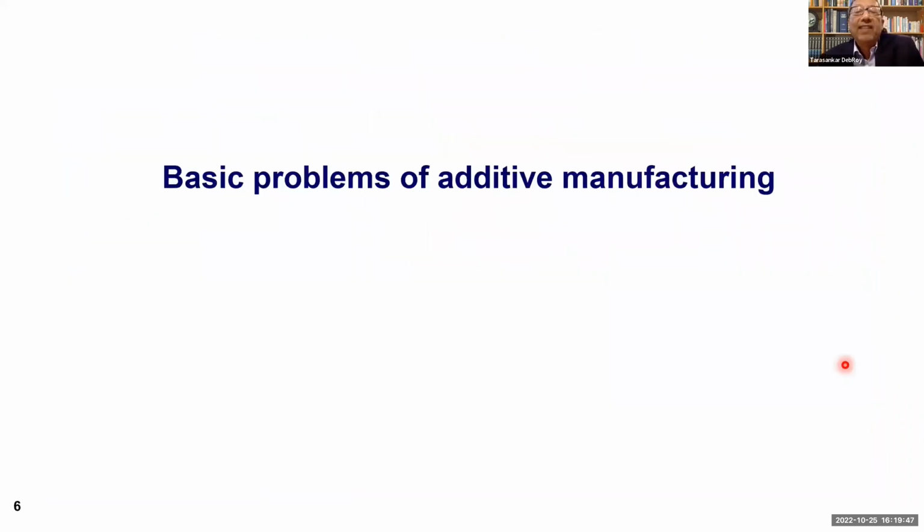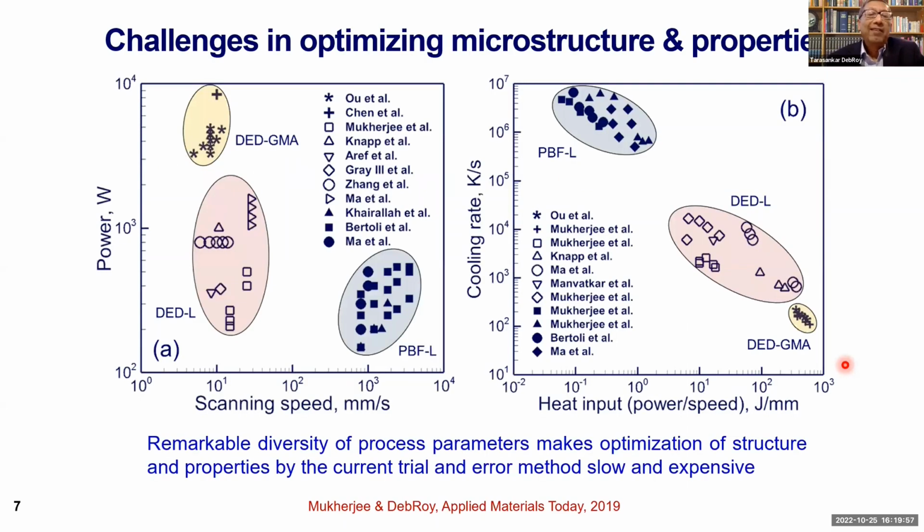So what's the basic problem that we are solving? We have said that additive manufacturing is a relatively new process. So let's look at some of the characters from the data that have been reported in the literature. So we have a laser beam or an electron beam or an electric arc as a heat source. So power is an important parameter.